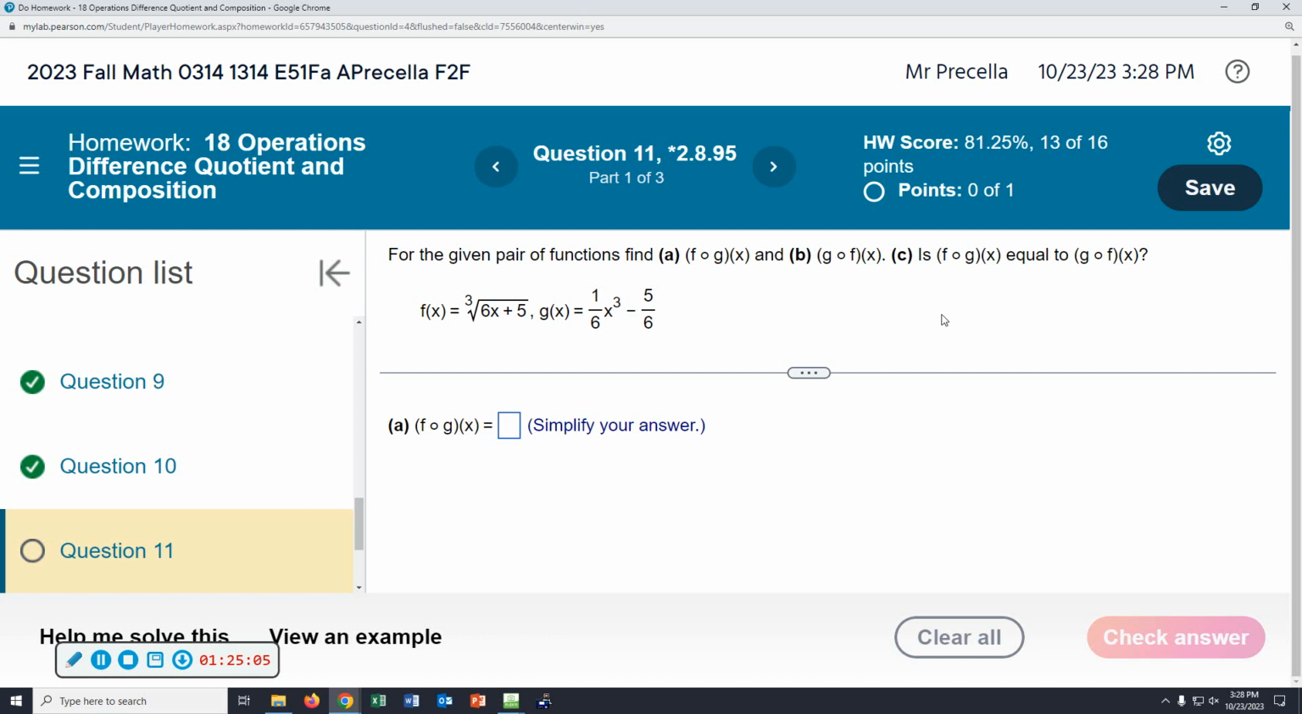The cube root of 6x plus 5. Oh, wait, this looks like the messiest one so far. And g of x is 1/6 x to the third, minus 5/6.